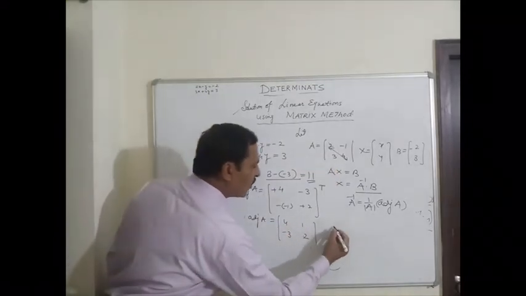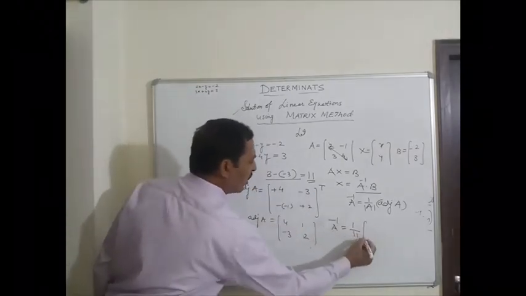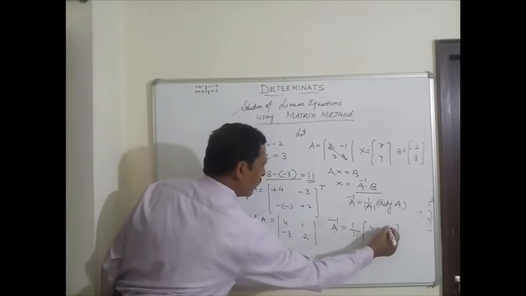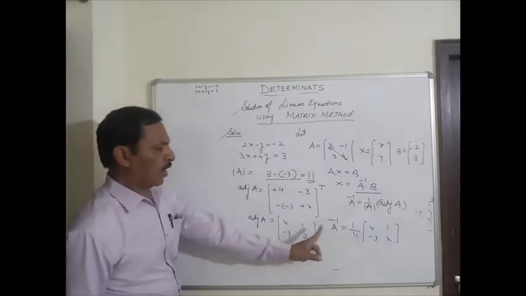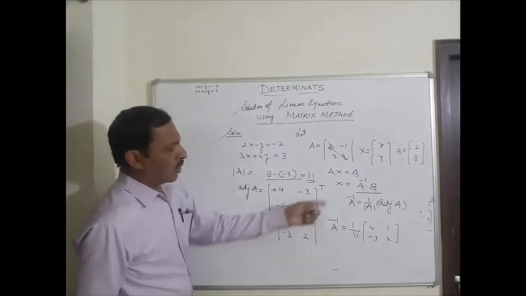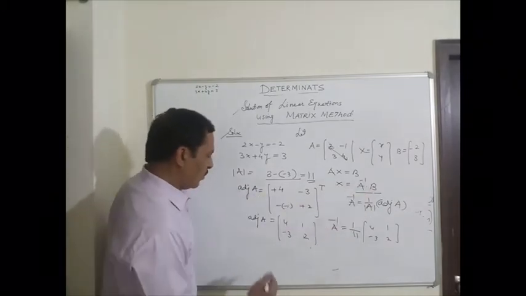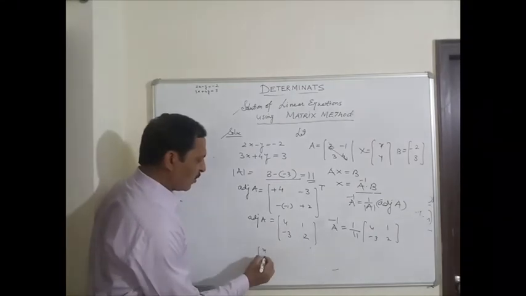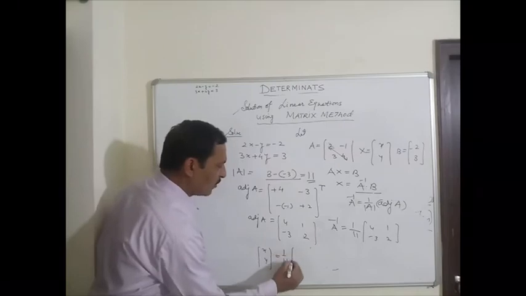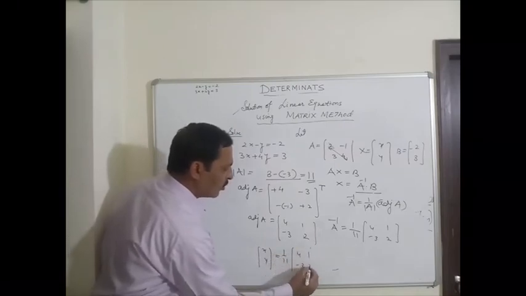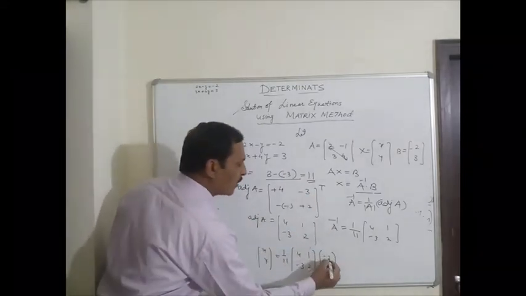Now, what is A inverse here? A inverse equals 1 upon the determinant value, that is 1 upon 11, and what is it? 4, 1, minus 3, 2. So we got A inverse finally. Now to get the value of the X matrix, we have to use this particular formula. So what is your X matrix? XY equals A inverse, that is 1 upon 11, 4, 1, minus 3, 2, into your B matrix. And what is the B matrix? Minus 2 and 3.